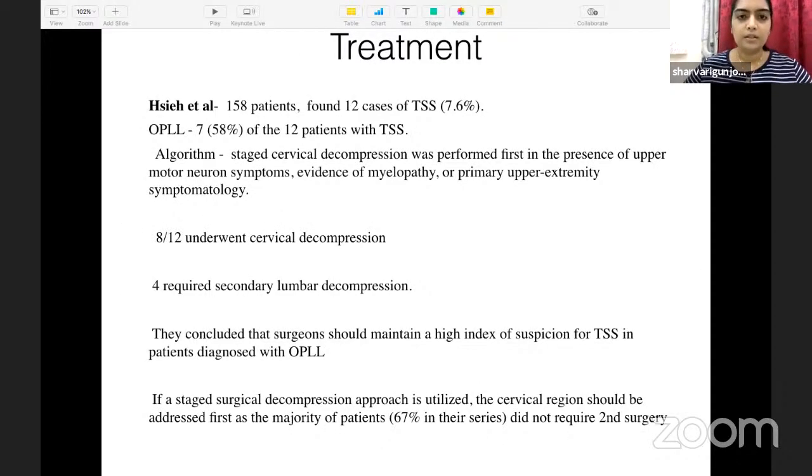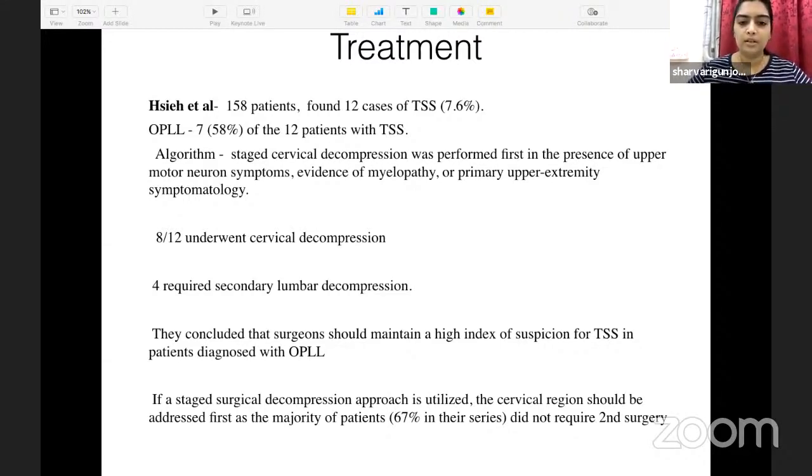This is one study that was based on treatment. They found that out of 158 patients, 12 patients had tandem spinal stenosis, out of which 7 were due to OPLL. They suggested staged cervical decompression to be performed first in the presence of upper motor neuron symptoms, evidence of myelopathy, and primary upper extremity symptoms. Out of these, 8 underwent cervical decompression. Of these 8, a further 4 required lumbar decompression as well.